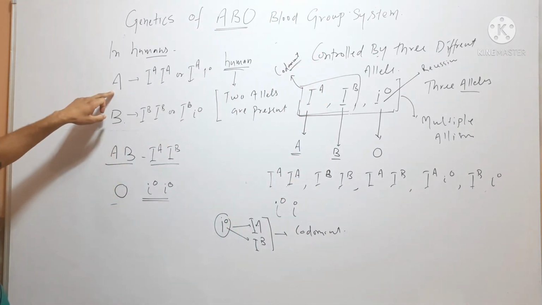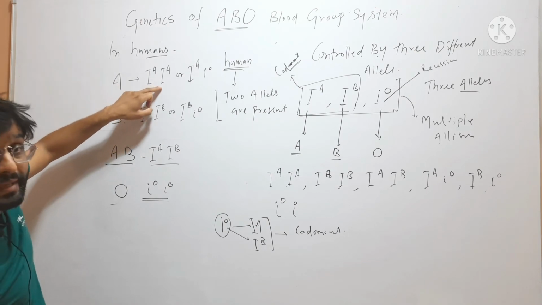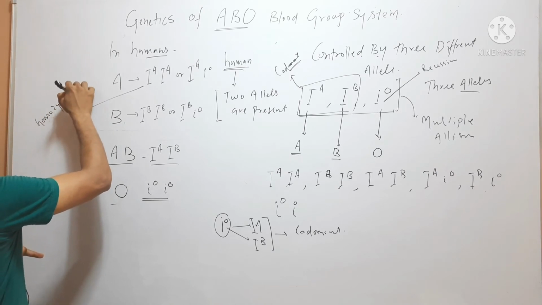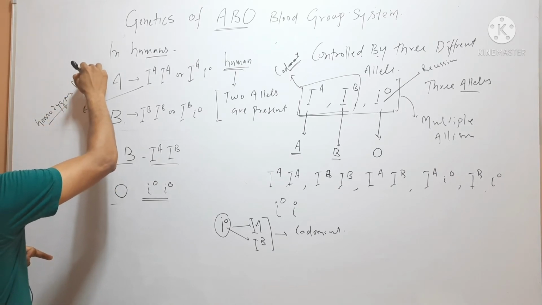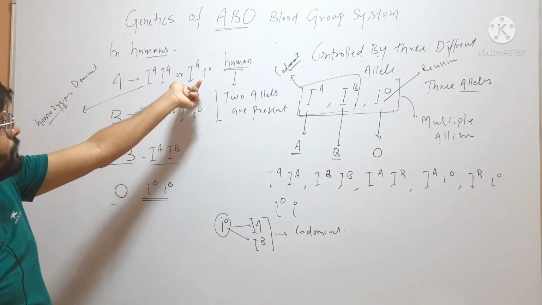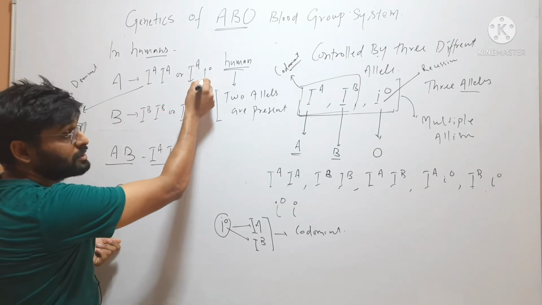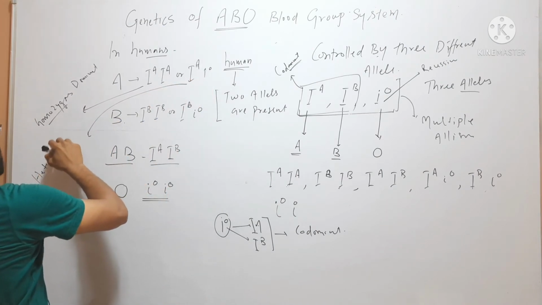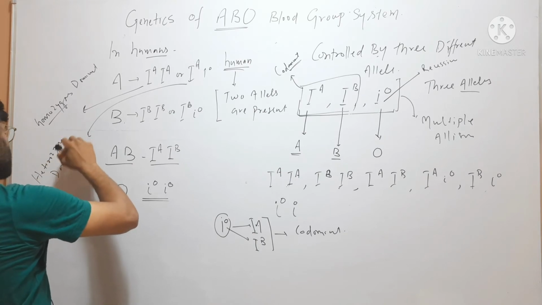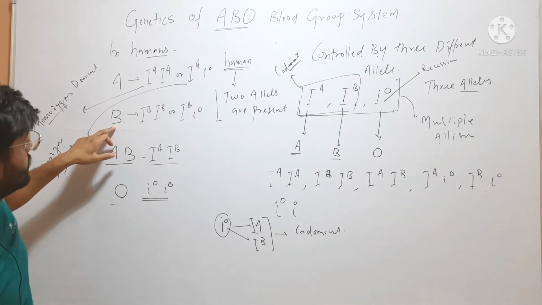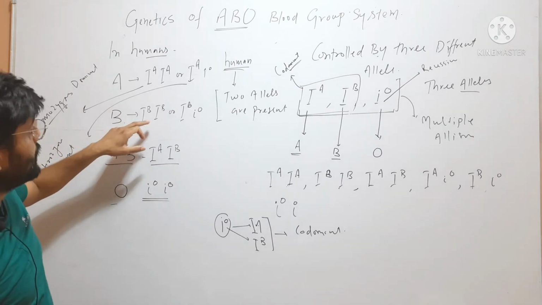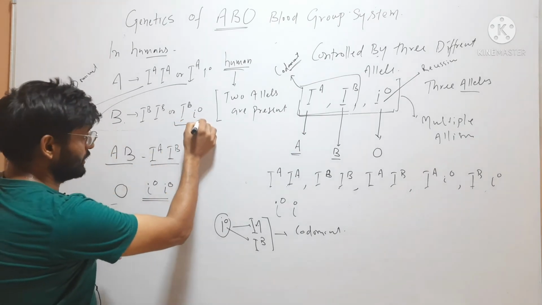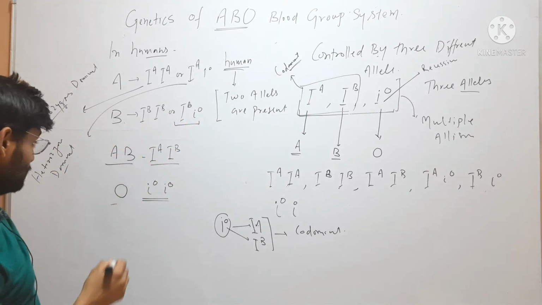So a person with blood group A either has IA IA, that is called homozygous dominant. If a person with blood group A has IA and small i naught, then it will be called heterozygous dominant. A person with blood group B either has IB IB, or it may have IB and small i naught. So it is heterozygous dominant, or it is homozygous dominant.